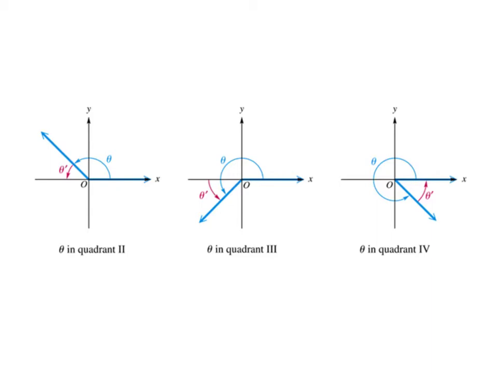So for this first one, theta is in quadrant 2. The reference angle is this distance. In the second example, theta is in quadrant 3. So the reference angle is from 180 degrees to the terminal side. And then in the final one, the angle theta is in quadrant 4. The reference angle is from that terminal side back to the x-axis. Please, please be aware that you are never measuring from the terminal side to the y-axis. It is always to the x-axis.